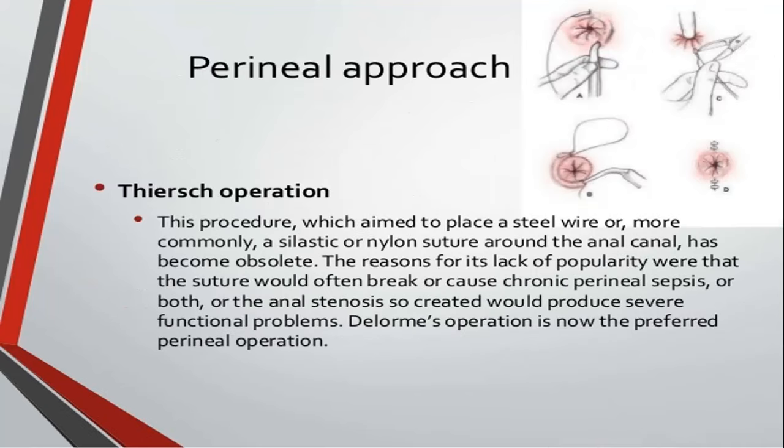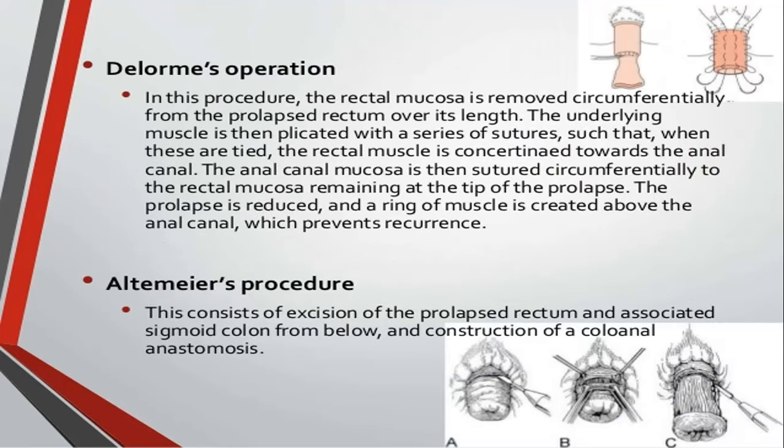And the Thiersch operation is nothing but narrowing the anal canal. These are two different approaches. We are not applying any stitches outside of the anal canal. We are applying stitches over the mucosa area. We have just removed the redundant part of the mucosa, and we just plicate the muscle of the rectum inside.